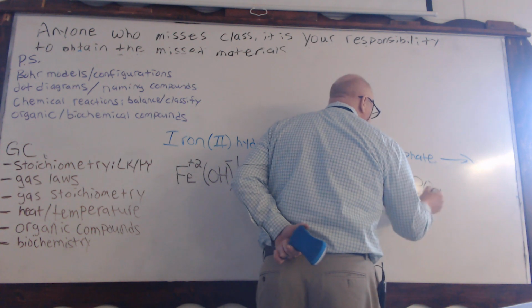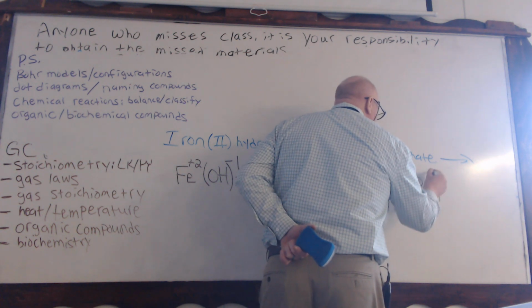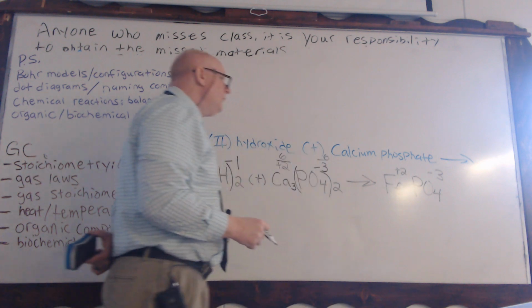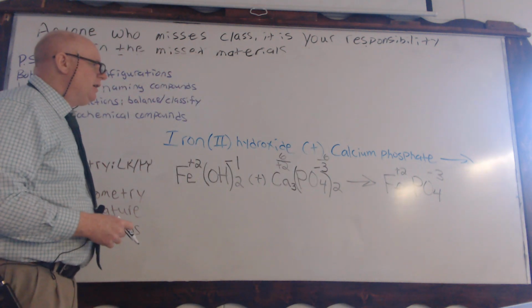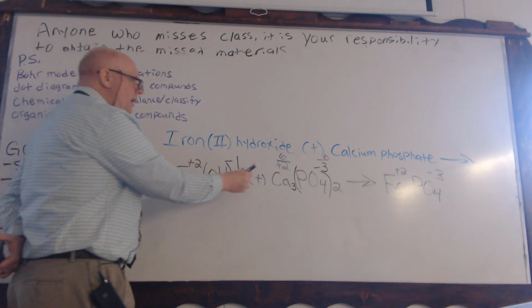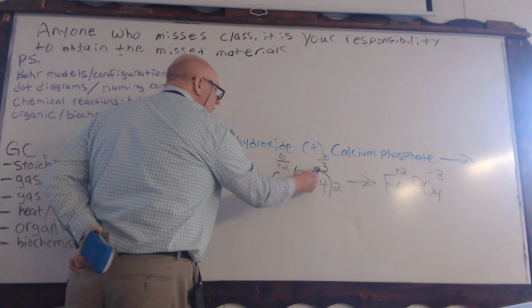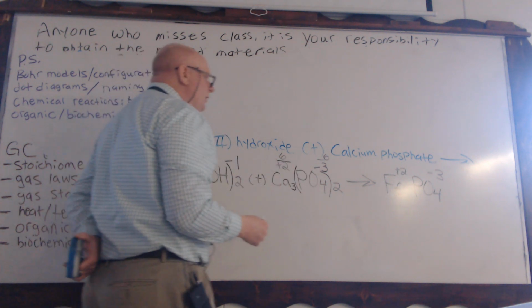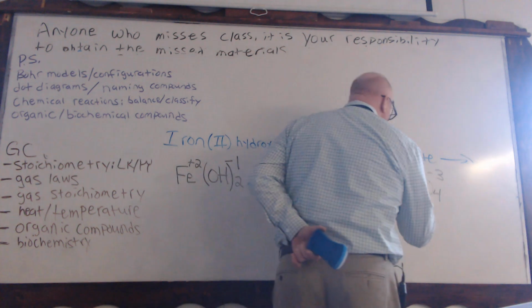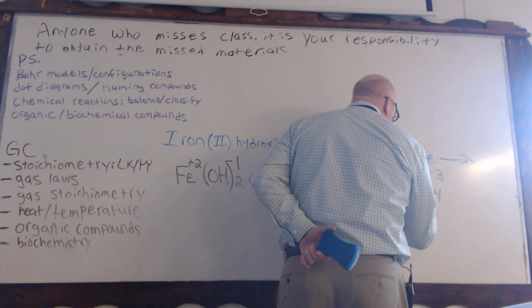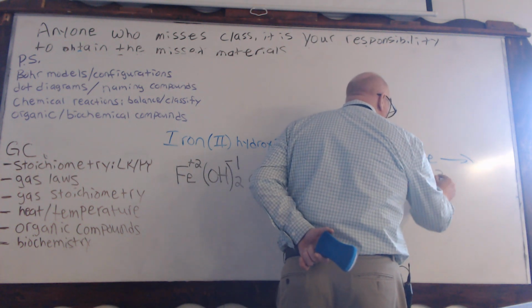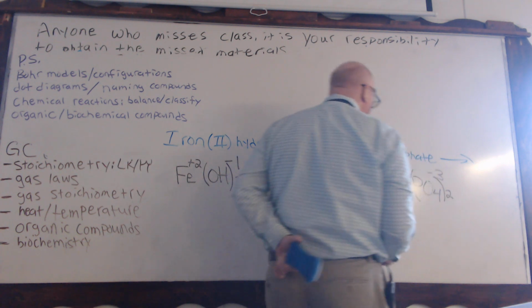Okay, and then plus 2 minus 3, because the charges will not change. So since we had 2 and 3 here, our least common multiple will still be 6. 6 divided by 2 gives you 3. 6 divided by 3 gives you 2.